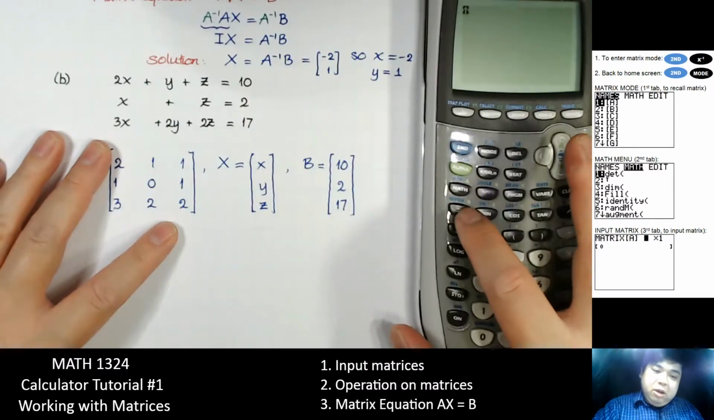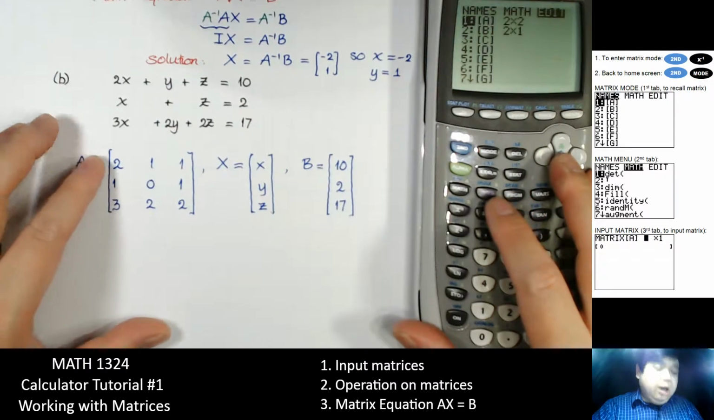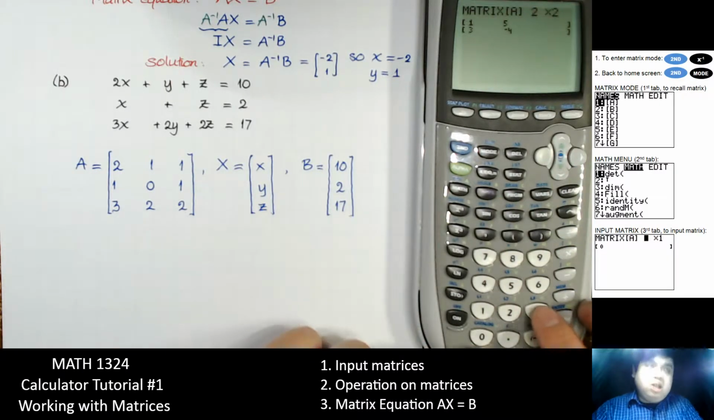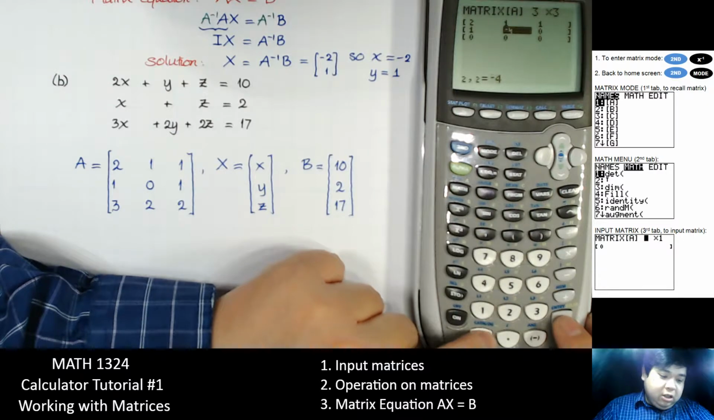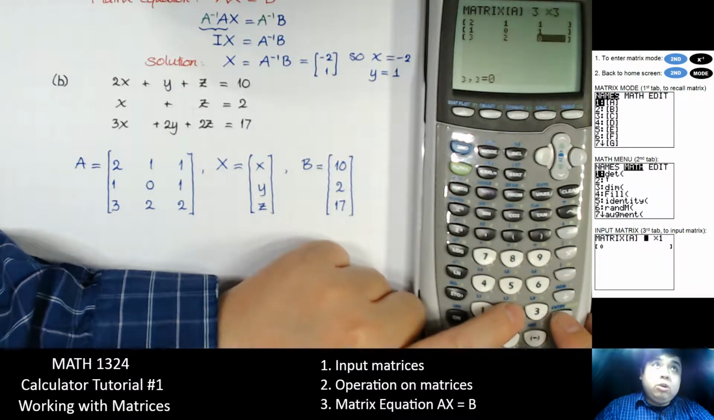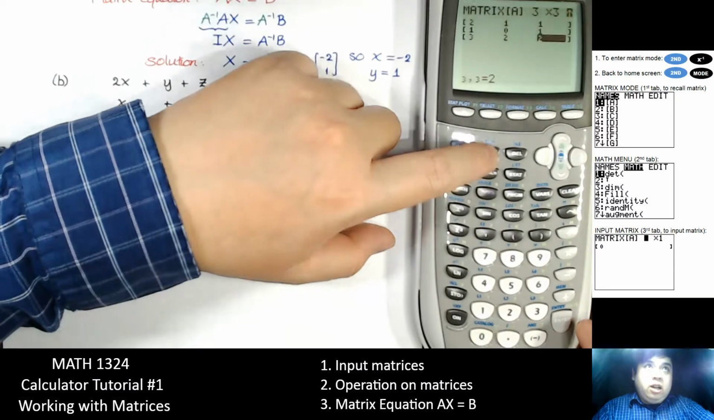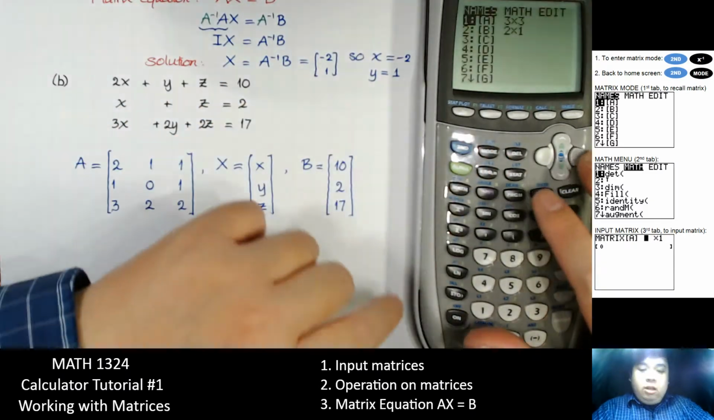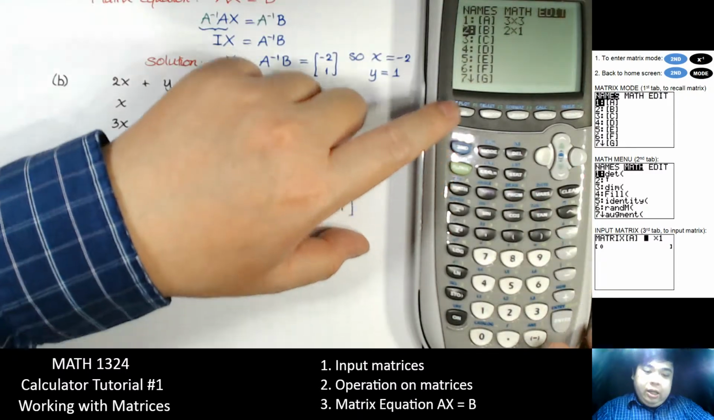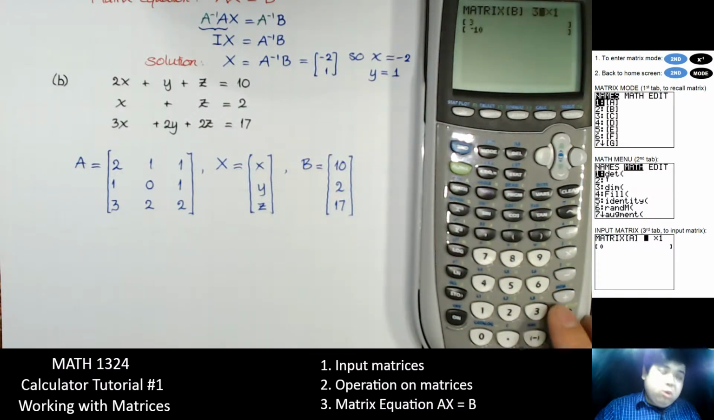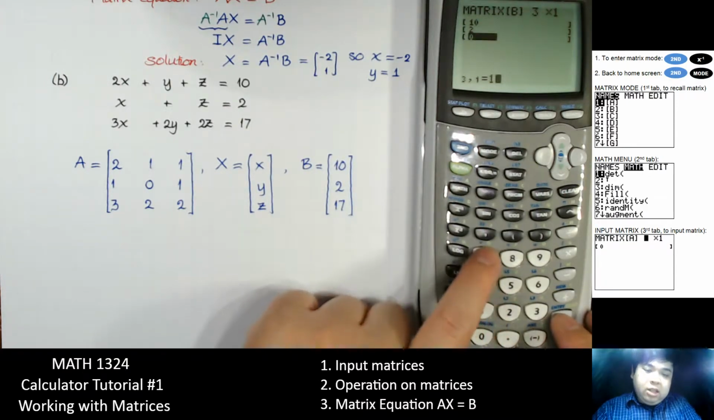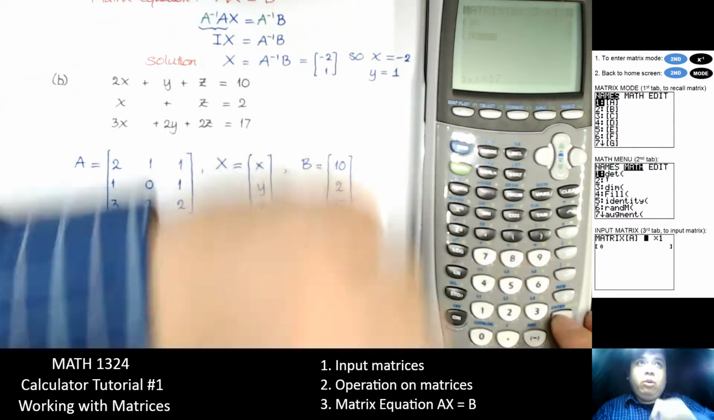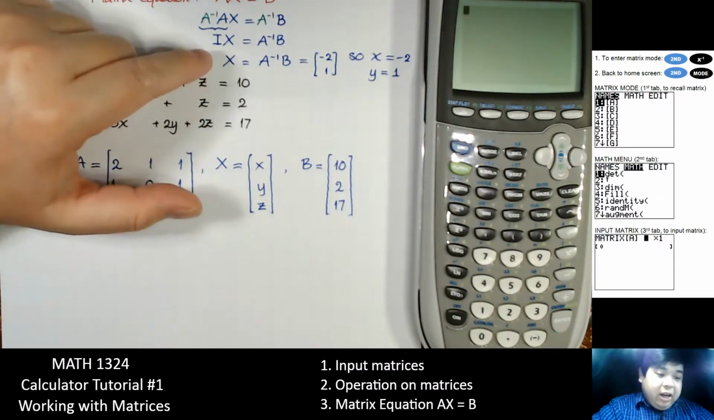I go to second matrix, enter the matrix A. This is 3 by 3. I don't need to delete it, I just enter the numbers over it: 2, 1, 1, 1, 0, 1, 3, 2, 2. Then second quit and second matrix. Now put in the matrix B, 3 rows, 1 column: 10, 2, 17, and then we quit, and then we just need to enter again X equal A inverse B.